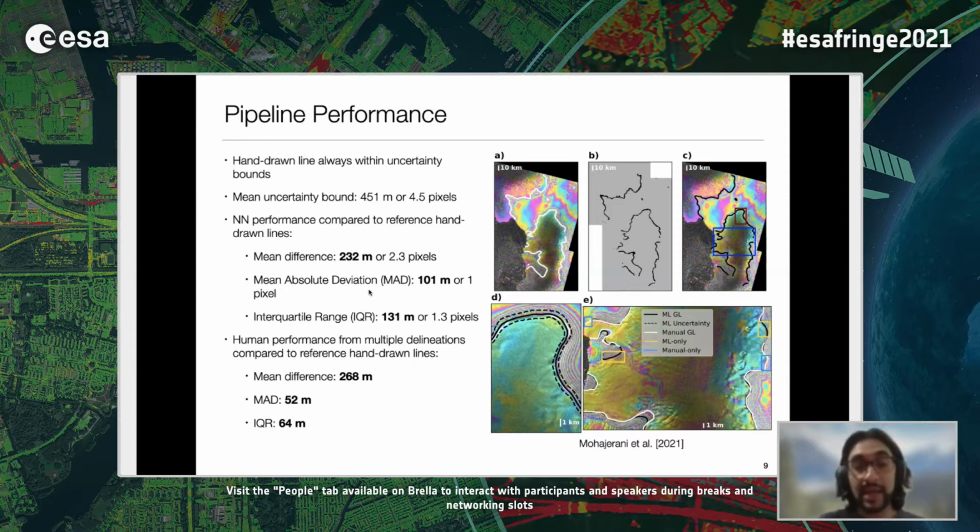In fact, the mean difference is smaller than if you compare the performance of different humans trying to do the same task, even though humans have a narrower spread in the case of things that are completely off the location. But this is basically comparable to the performance of a human being, and it's more consistent because it draws the same line at every place.